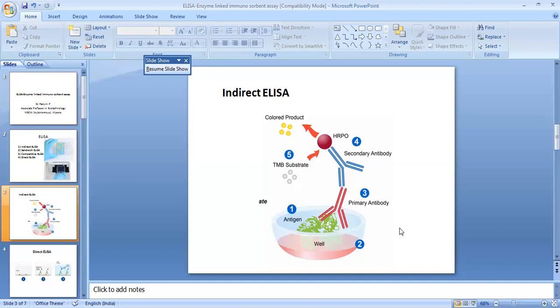detected by the secondary antibody. It's usually anti-rabbit IgG if the primary antibody is raised in the rabbit. It could be anti-mouse IgG if the primary antibody is raised in the mouse, or it could be anti-horse IgG if the primary antibody is raised in horse. This is regarding indirect ELISA.